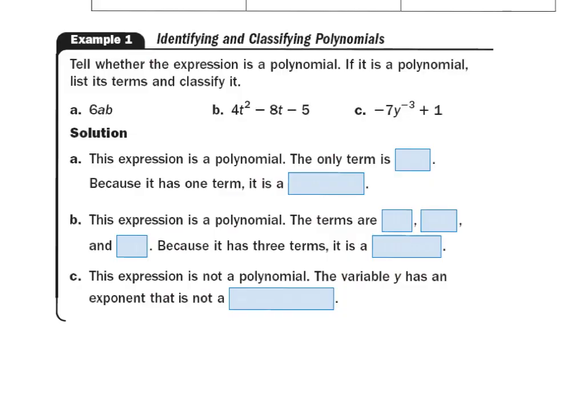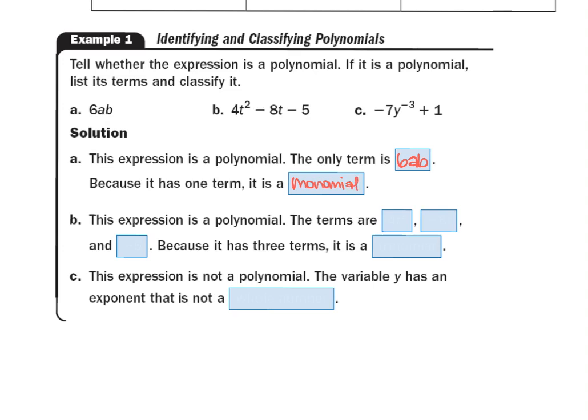All right, the first thing we're going to practice is identifying and classifying polynomials. So the directions say, tell whether the expression is a polynomial. If it is, list its terms and classify it. All right, so the first one, A, is 6ab. This expression is a polynomial because it is the product of a number and variables, and they're all raised to positive whole number powers. The only term here would be 6ab. So since it only has 1 term, it's called a monomial.